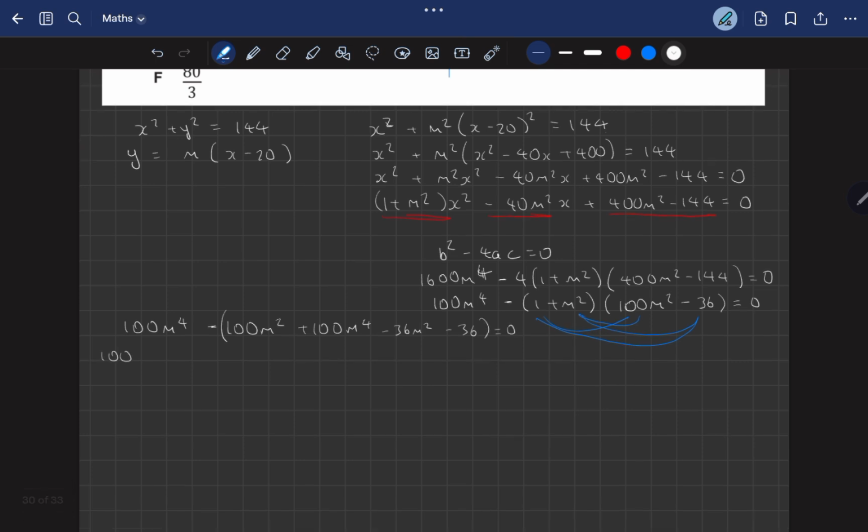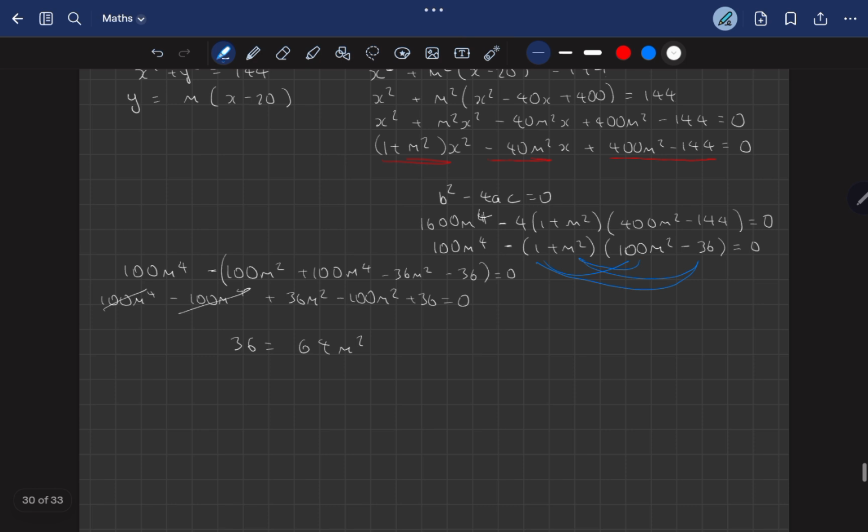And if I negate everything, this is minus 100 m to the 4 plus 36 m squared minus 100 m squared plus 36 is equal to 0. And notice this cancels out, this cancels out. This is just negative 64 m squared. I can bring this to the other side. So 36 is equal to 64 m squared. So 36 over 64 is equal to m squared.